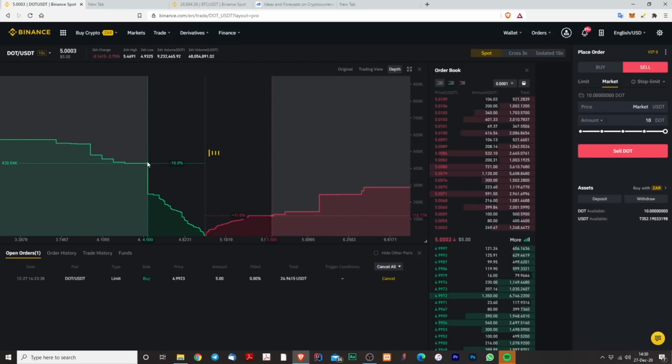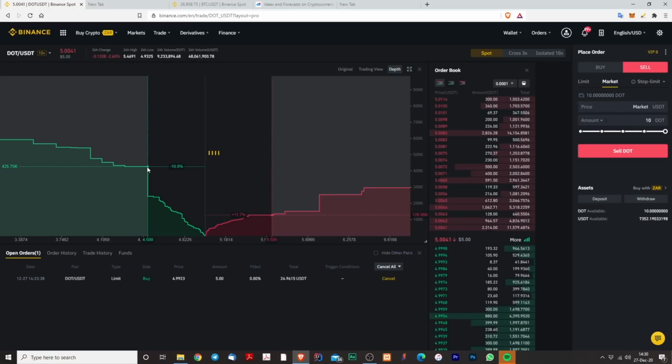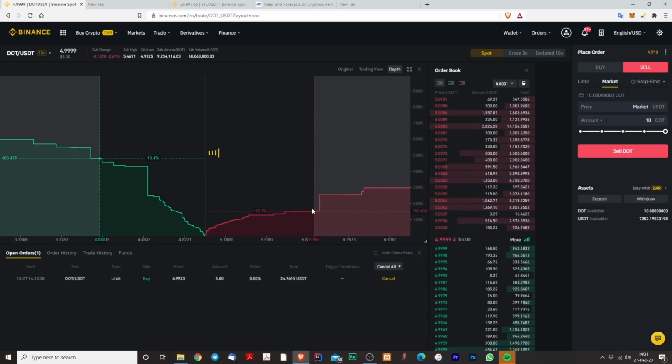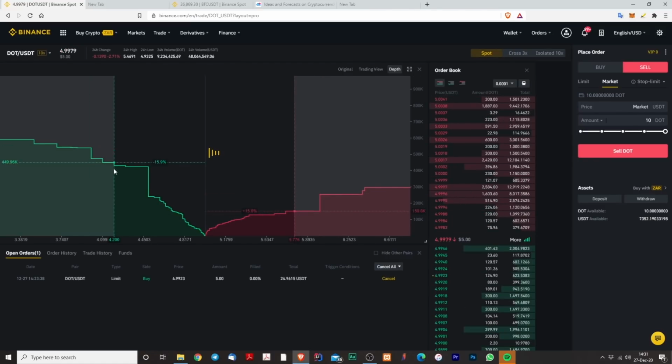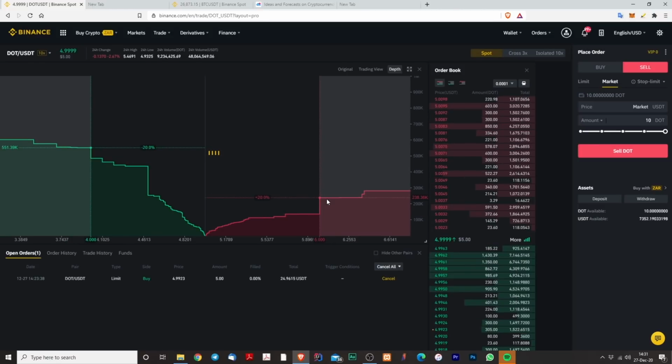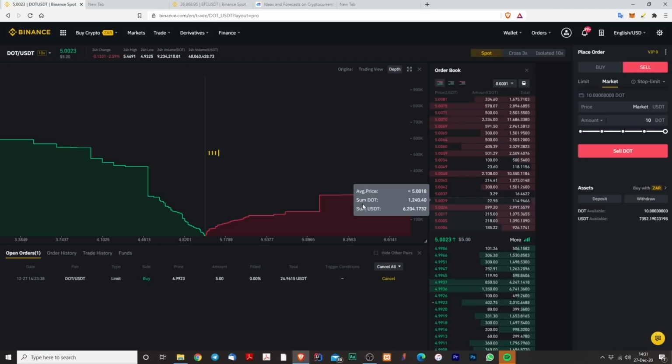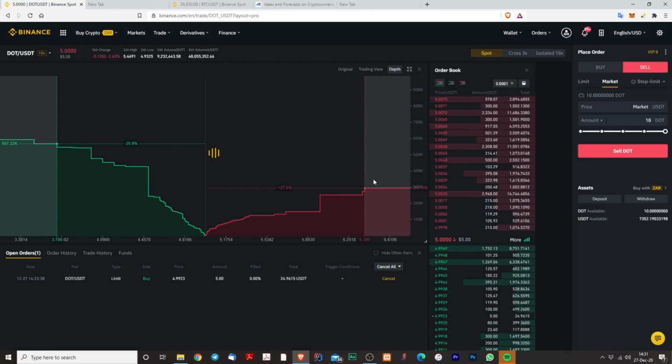So here where you see a big wall, it means that there's a massive amount of people wanting to buy at $4.5, right? Right now the price of DOT is $5, but at 4.5 there's a lot of people wanting to buy it. Also, if you go on the other side, there's a lot of people willing to sell here. There's a big sell wall, right? This is a buy wall, this is a sell wall. These guys are willing to sell at $6. So it just gives you some good data of what's actually going on.